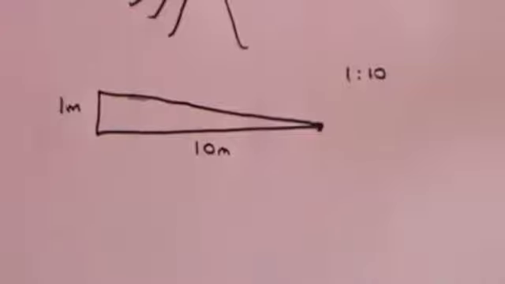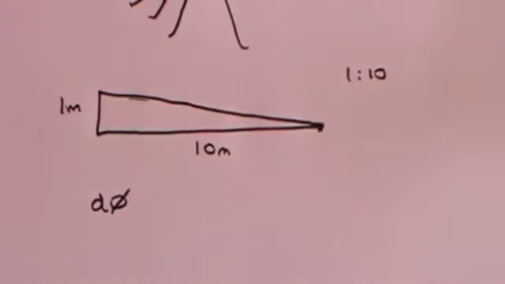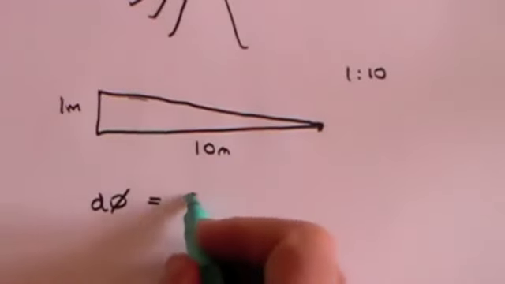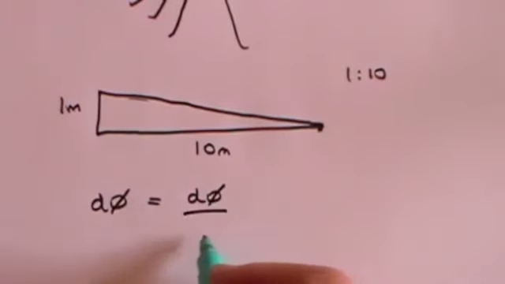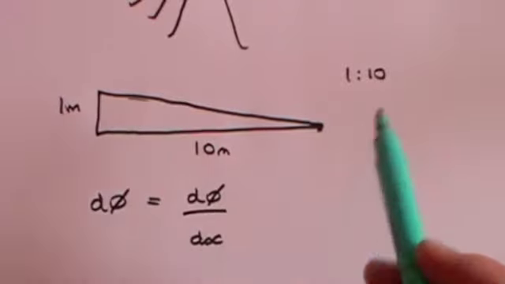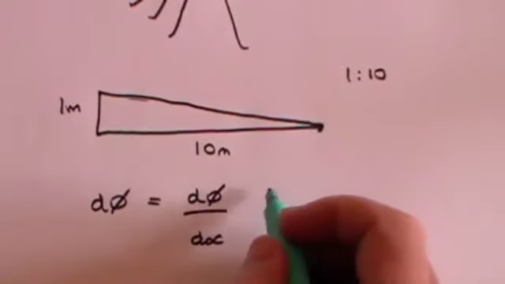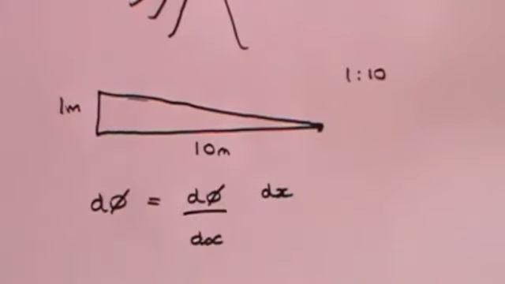And the way you would describe that mathematically is you would say that the change in height as I walk along is equal to the gradient, which we express as dφ/dx, the rate of change of height with distance. That's what 1 in 10 is. The rate of change of height with distance, multiplied by the distance you actually walk, dx.